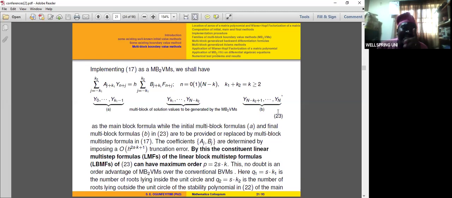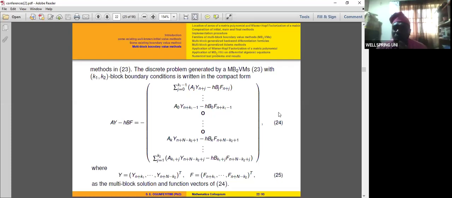Take note, we must have taken the stability polynomial of that method. It's after we take that stability polynomial of the method that we can be talking of Q1 and Q2 of the main method. Also, we can generalize that main method. We can make it in a compact or matrix form, given in equation 24, where the A and B are block matrices. You observe from equation 24, on our right-hand side, the summation from j equals 0 to K1 minus 1, and A naught are the initial solution that we need to bring in.